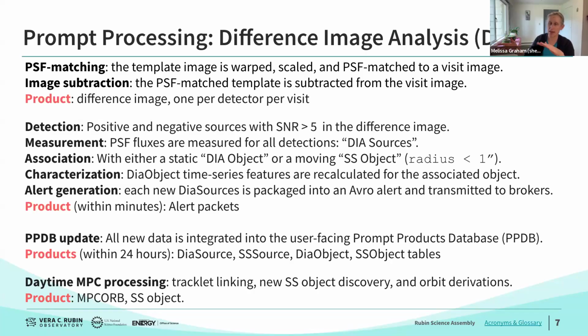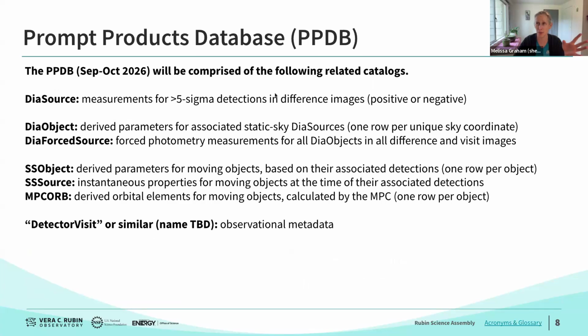solar system object tables. There's also all the daytime Minor Planet Center processing that we heard about in the first session today. And that's where the tracklet linking, new solar system object discovery from the tracklet linking, and then derivations and updating of the orbital parameters by the Minor Planet Center all happen, and that gets cycled back into the prompt products database as well, where the particular table there that's coming from the Minor Planet Center is MPC orb. So the Minor Planet Center orbital table. So that's the story of prompt processing, what is happening to make these various data products.